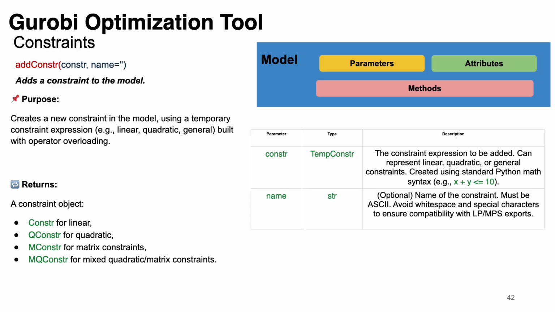This means you can type the math into your script almost exactly as you would write it on a whiteboard. Just remember, the name parameter must strictly use ASCII characters without spaces to avoid errors when exporting your model for debugging.